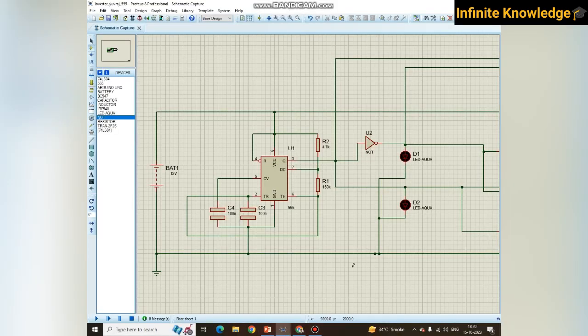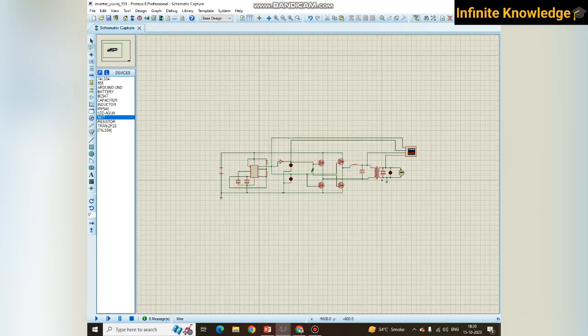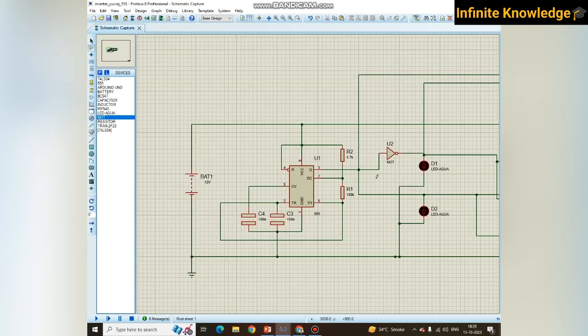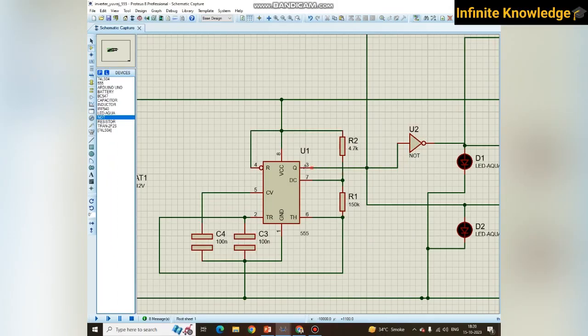Pin number 3 is your output pin, and here you are getting a square waveform, 0 1 0 1 0 1 0 1, for a particular time.